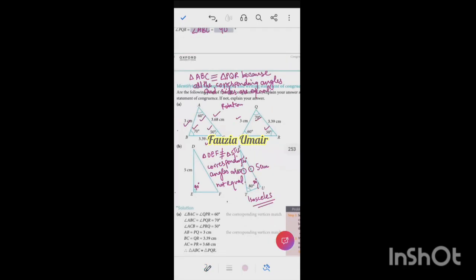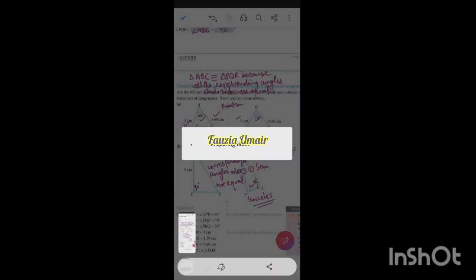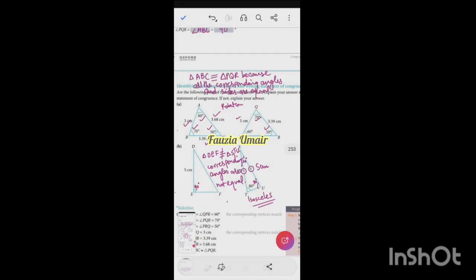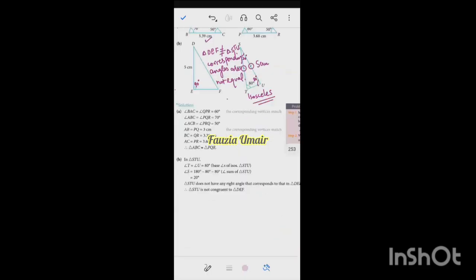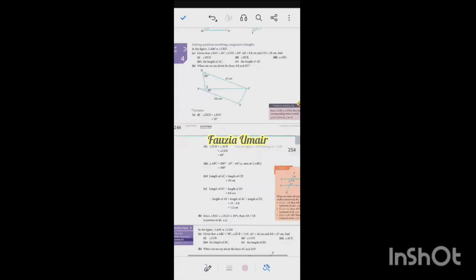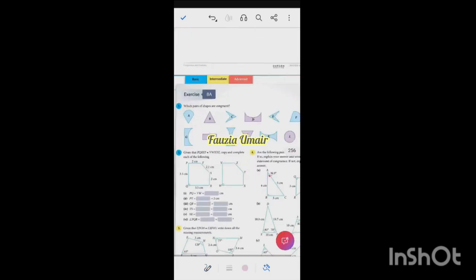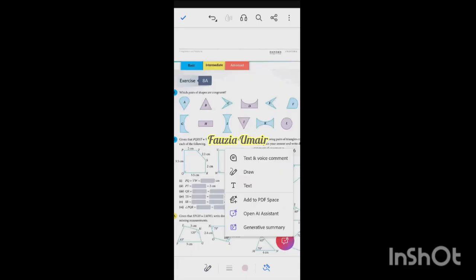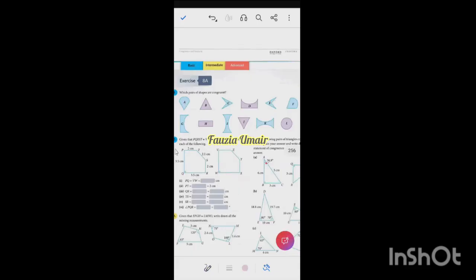So any question up till this point? Is it clear? All right, moving forward to the exercise question. Question number 1. Because question number 1 is a very straightforward question, you need to tell me which shapes are congruent. So please tell me the pairs which are congruent.